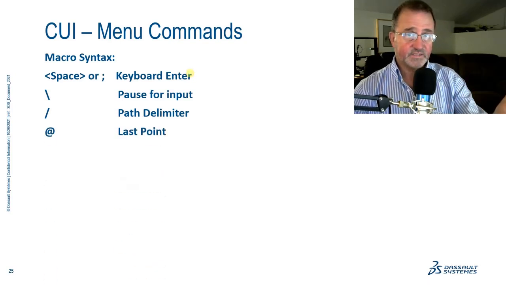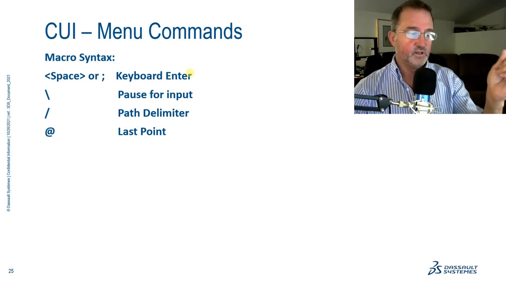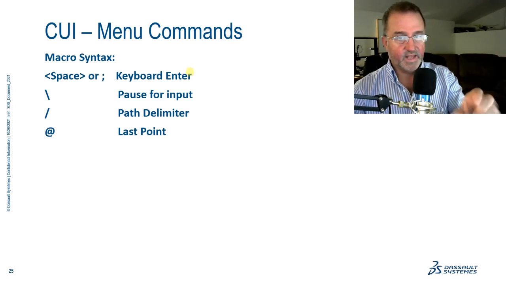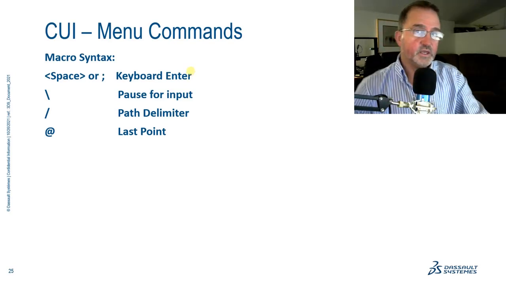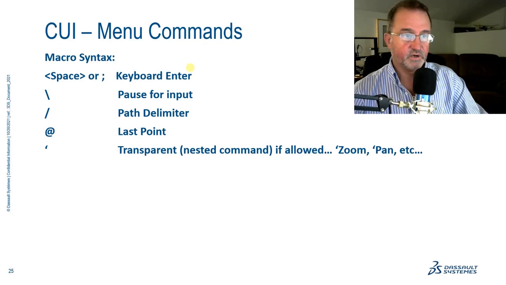We can use an @ symbol to define the last point picked, so that if, let's say I'm picking and moving something from one point to another and I want to just use that last point that was picked to do something else, I can use an @ symbol. We've already talked about this one. The apostrophe is the transparent. We can use it for zoom and pan, things like that.